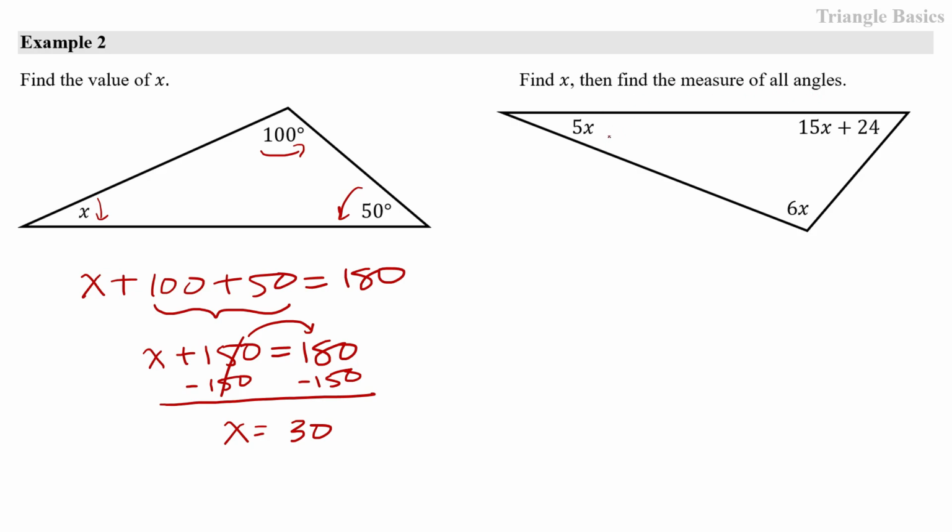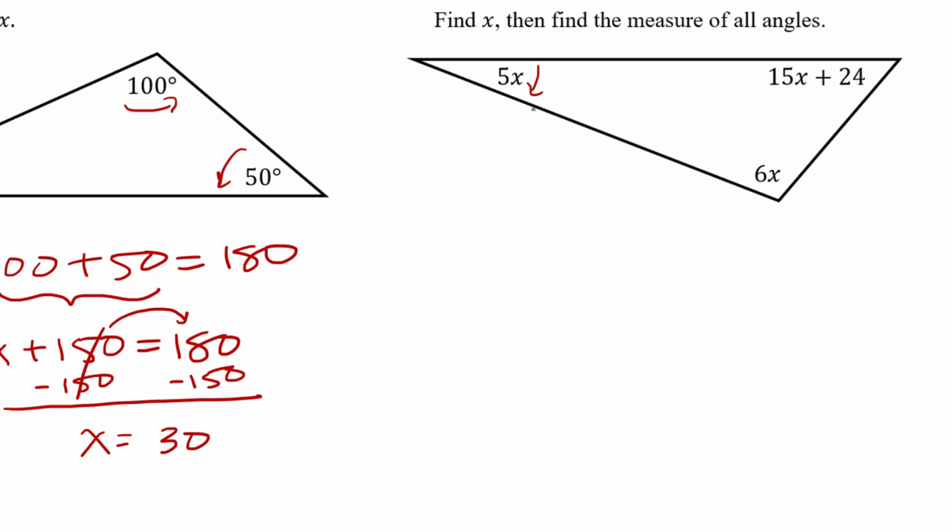Sometimes they just want you to find x, but sometimes you have to plug it back in. In this case, we're going to have to plug it back in to figure out the measure of this angle, and so on and so on. Okay, and so once again, 5x plus this angle 6x plus the last angle 15x plus 24, all that has to add up to 180.